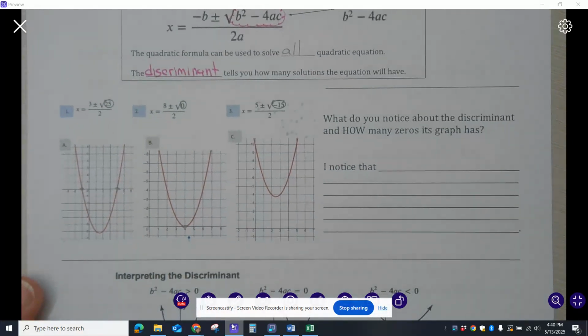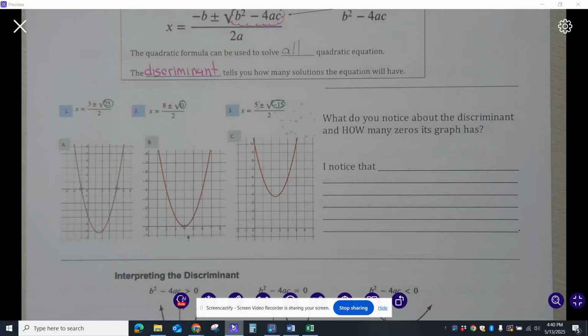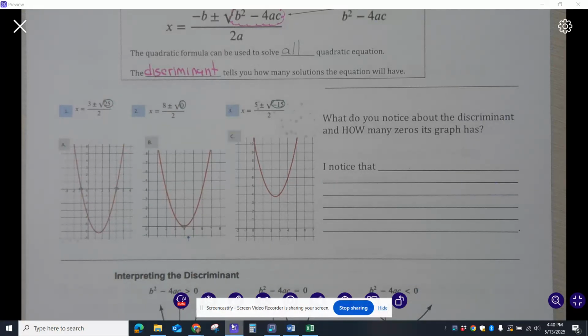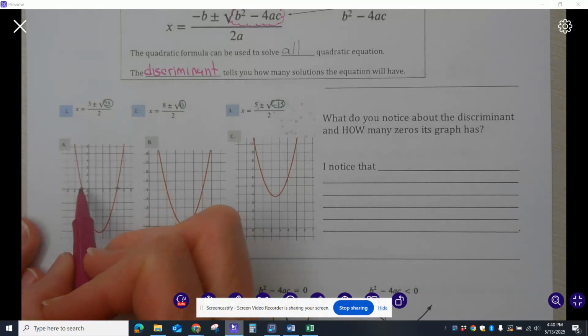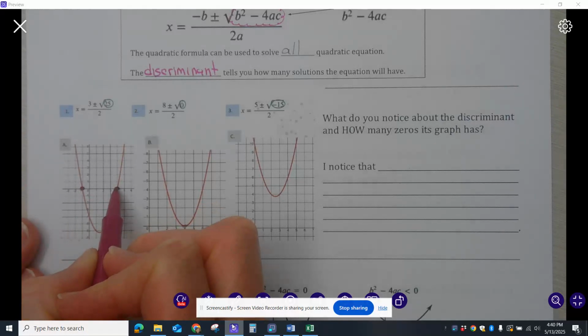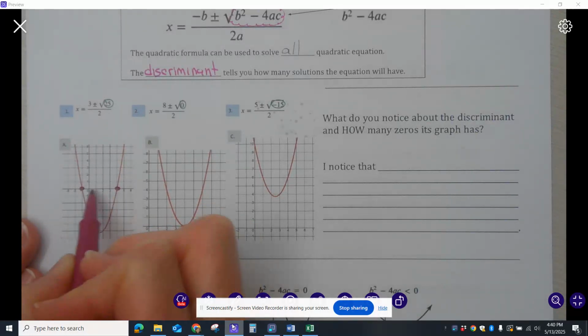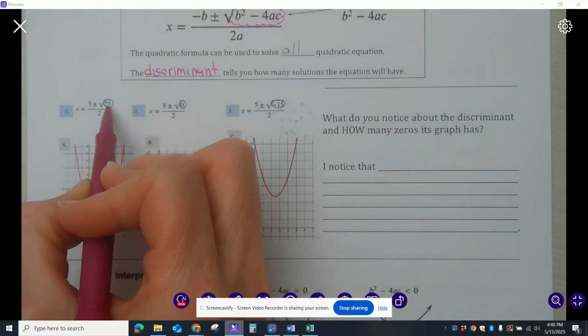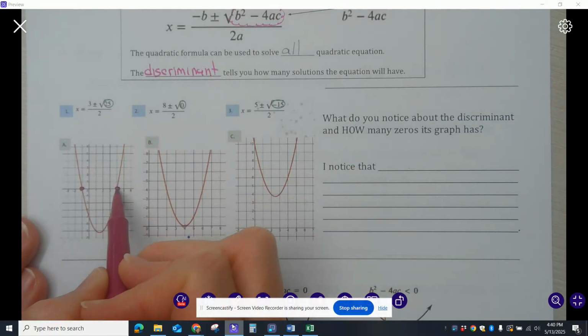So if you look down here, this kind of says, what do you notice? And perhaps you want to pause the video for a moment and take a look at these graphs and take a look at these equations and tell me what you notice. So I'm going to assume you kind of already looked at this, and what I want you to notice is this one right here that has two zeros or x-intercepts. This discriminant, remember just the stuff under the square root, the inmates in the jail, is a positive 25. And we had two solutions.